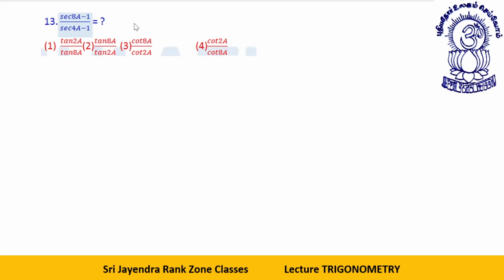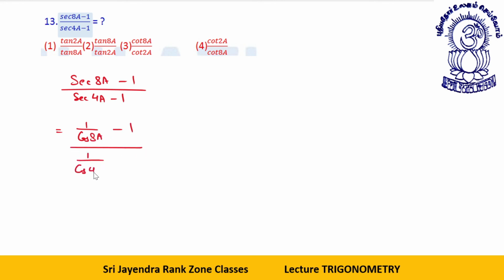Again a very good question. sec 8a minus 1 over sec 4a minus 1 is equal to: this I'll write as (1 by cos 8a minus 1) divided by (1 by cos 4a minus 1). Or I can say this will be like (1 minus cos 8a) by cos 8a, divided by (1 minus cos 4a) divided by cos 4a.